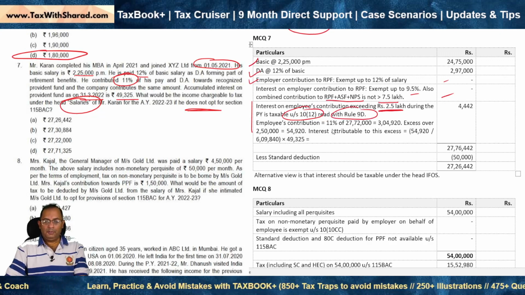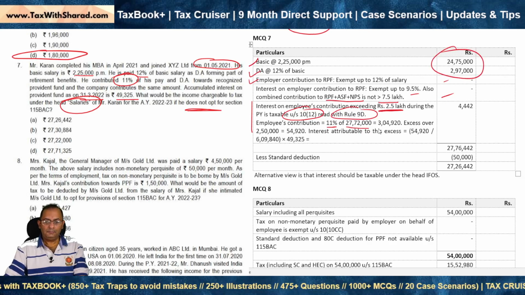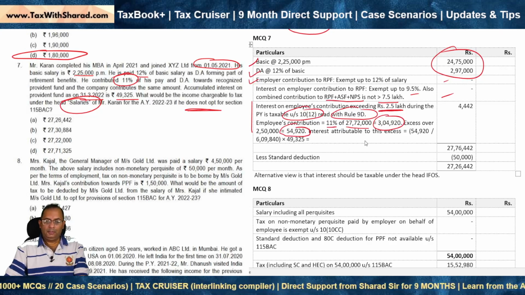Now employer's contribution is 11% of 27,72,000, which is the aggregate of this, which comes to 3,04,920, which is more than 2,50,000. Excess is 54,920, right? The total accumulated interest for the year is 49,325, which is given in the question.